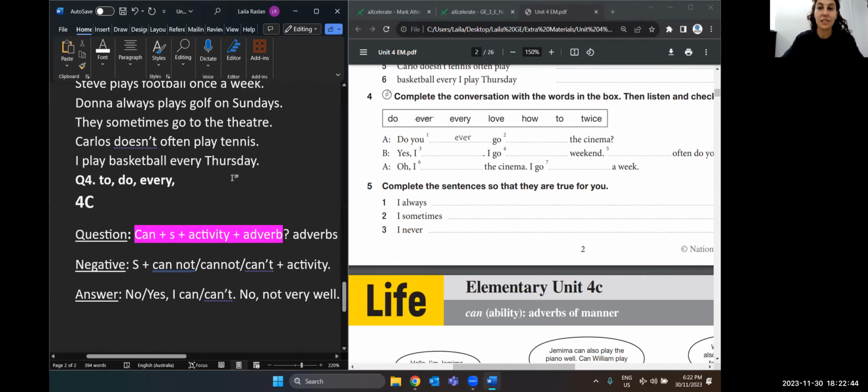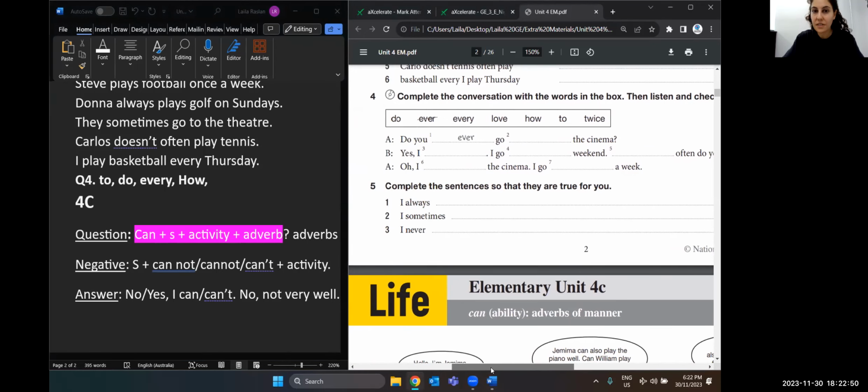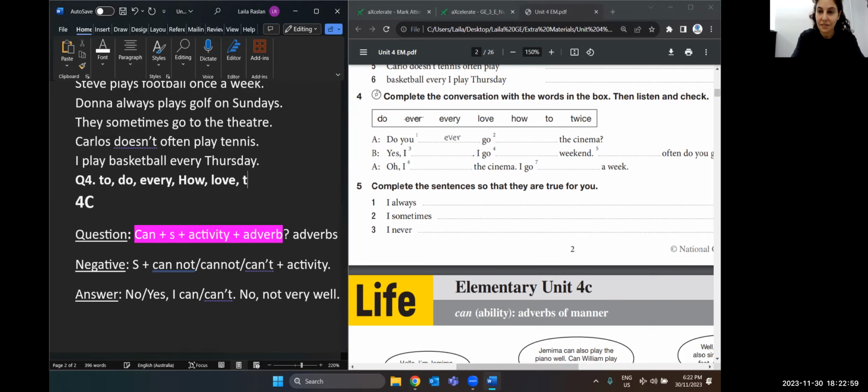How, make sure it's a capital. How often do you go to the cinema? I love the cinema. I go twice a week. Good.